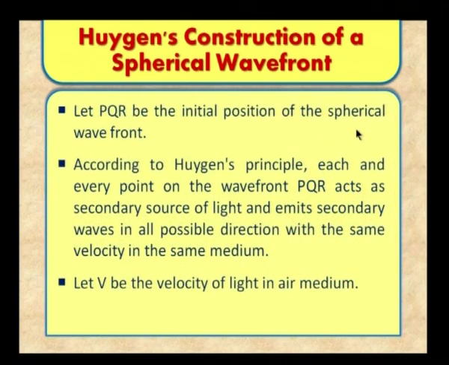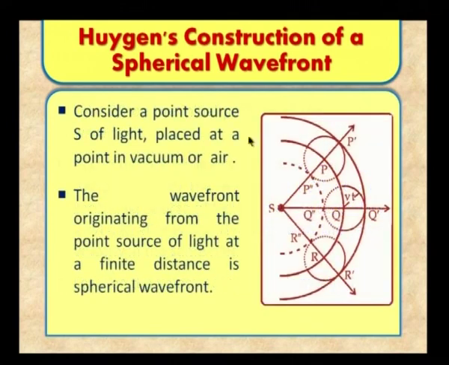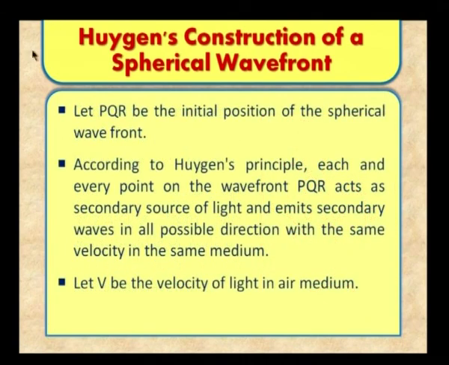Let PQR be the initial position of the spherical wavefront. According to Huygens' principle, each and every point on the wavefront PQR acts as a secondary source of light and emits secondary waves. This is a secondary source, this is a primary source. Every point here, P, Q, R, acts as a secondary source. They emit radiation or light from here. The envelope of all the secondary disturbances will give you the advancing wavefront.